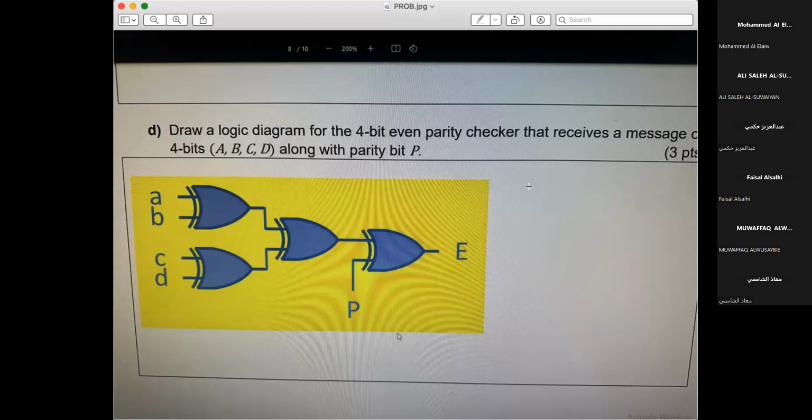Yes, basically 2-level implementation is standard form, and multi-level, more than 2, is non-standard form.